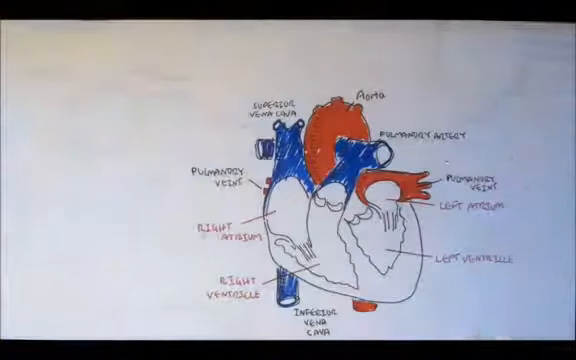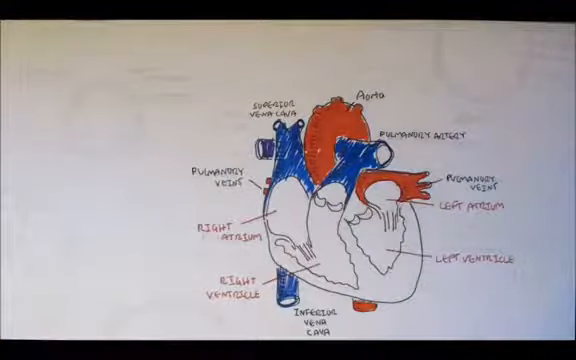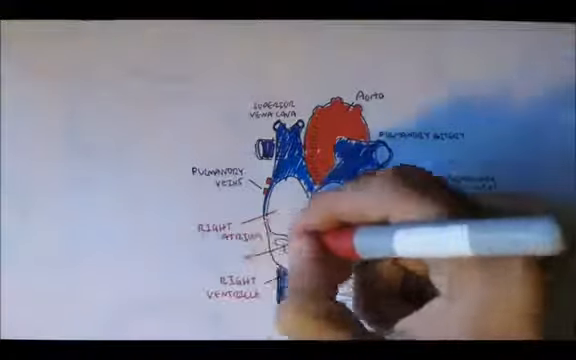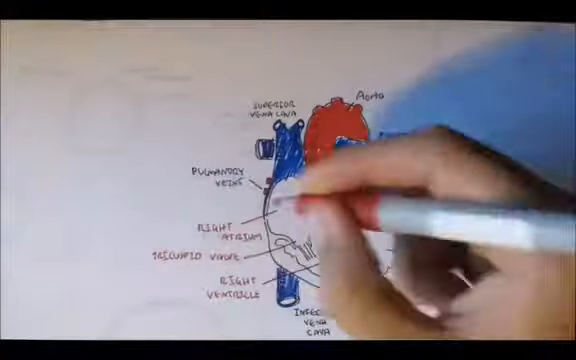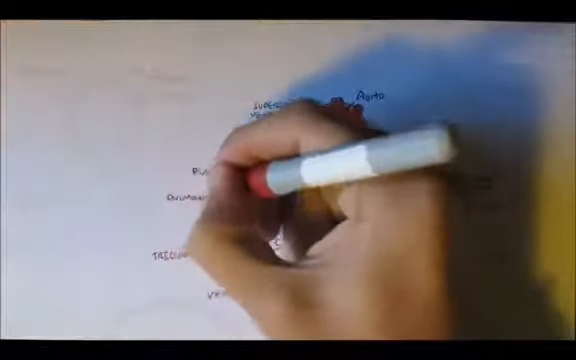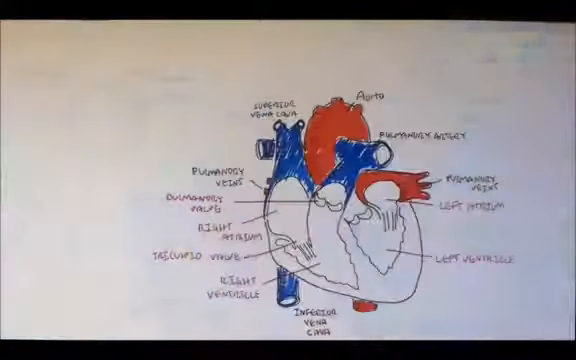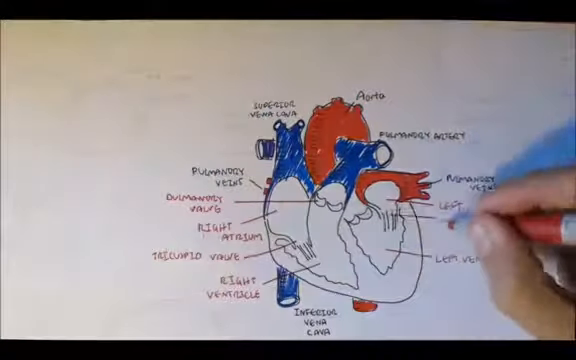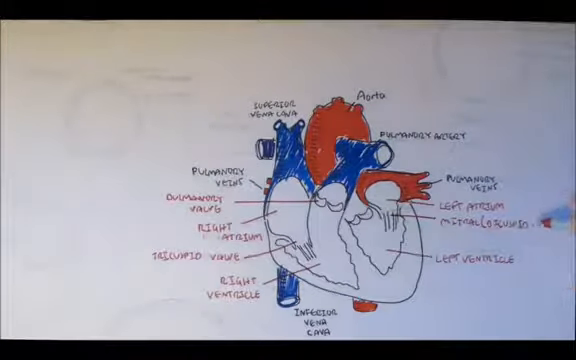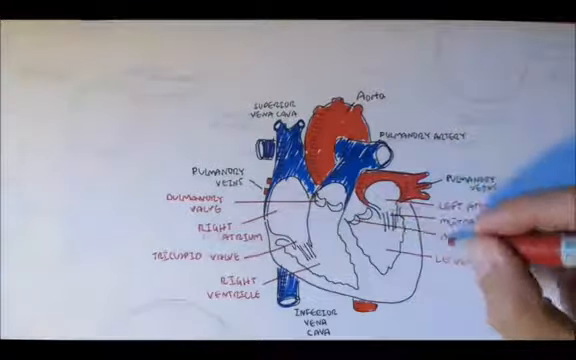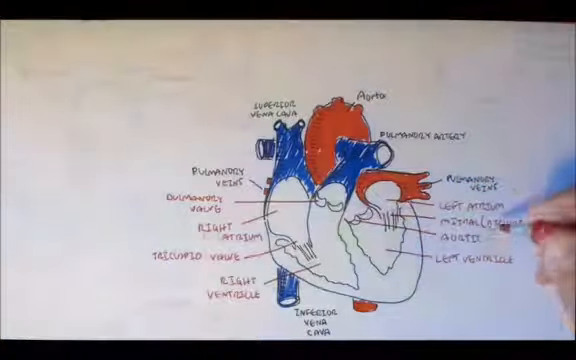Now, to separate the atrium and ventricle so that there is no mixing of blood and to prevent backflow, we have valves. Here is the tricuspid valve separating the right atrium and the right ventricle. Tricuspid means 3 cusps. We have the pulmonary valve separating the pulmonary artery and the right ventricle. Then we have the mitral valve, or bicuspid valve, separating the left atrium and the left ventricle. Bicuspid means 2 cusps. Then the aortic valve separating the aorta and the left ventricle.